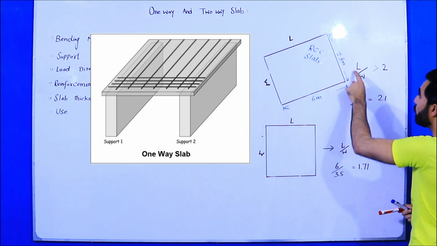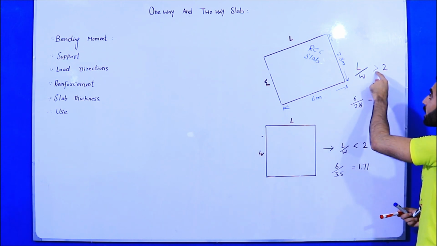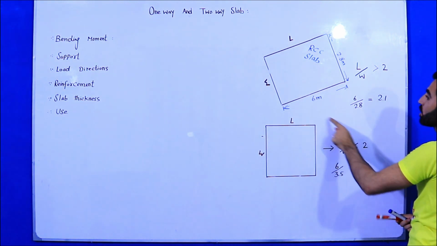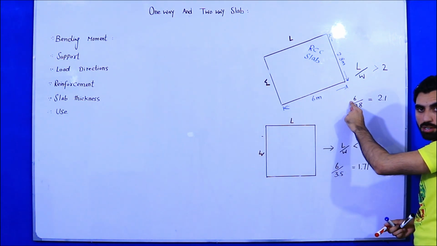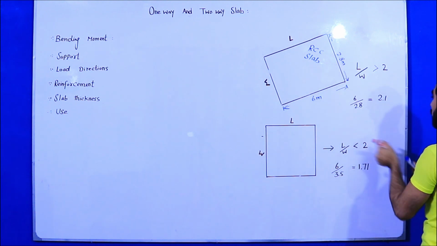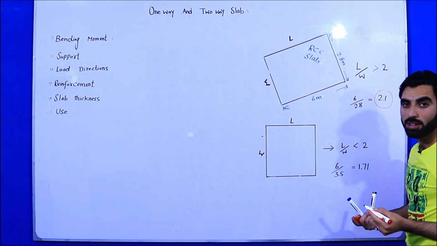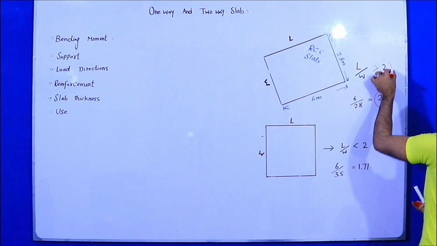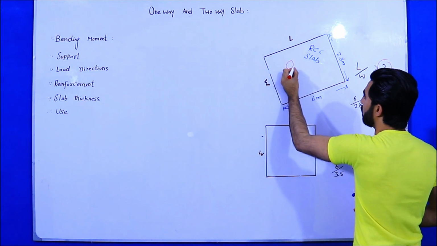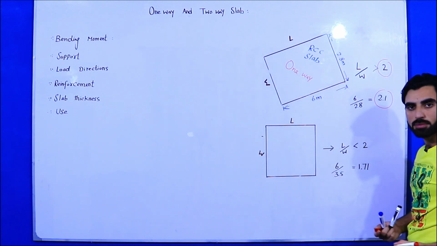How? When we divide length by its width and the ratio becomes greater than 2, this is called one-way slab. As you can see, the length of the slab is 6 meter and the width is 2.8 meter, so the ratio becomes 2.1. So 2.1 is greater than 2. Therefore this slab is called one-way slab. This is one-way slab, right?